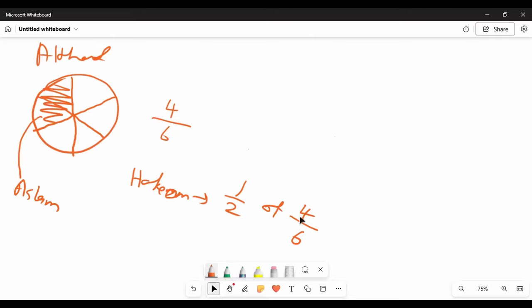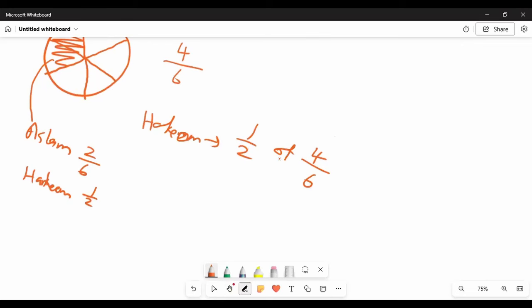This is what you have to understand. So when you have this kind of a question, let's take 2 over 6. No problem in this. I'm going to get 2 over 6 from the total. All good. But when you're writing Hakim's portion, we can't say Hakim got half, because Hakim is getting half of the remaining. In this case, what we have to do, of means multiplication.